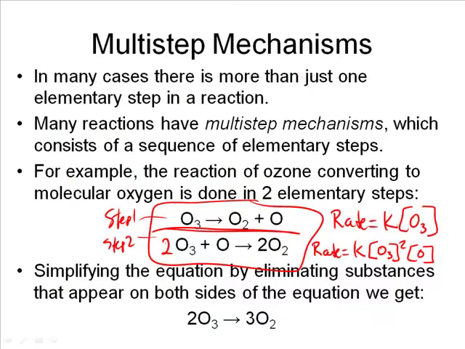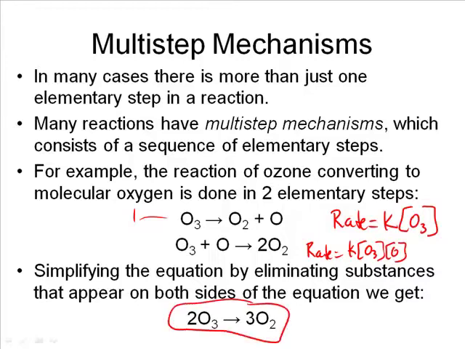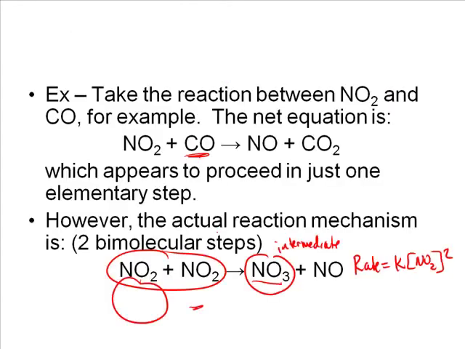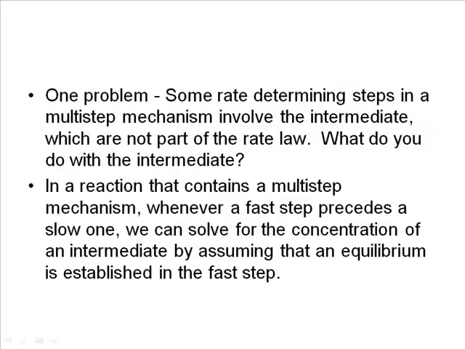So, for example, if step 2 right here is the slow step, then we would write the rate as rate equals k times O3 times O. But again, you can't do that, because look at our overall equation. There's no oxygen in the overall equation. So that's going to be a problem: when we have intermediates in our rate law that can't be there because they're not part of our overall equation. So what do you do with the intermediate?